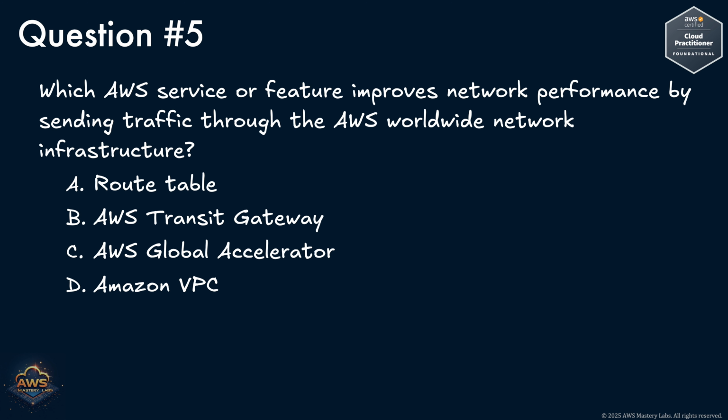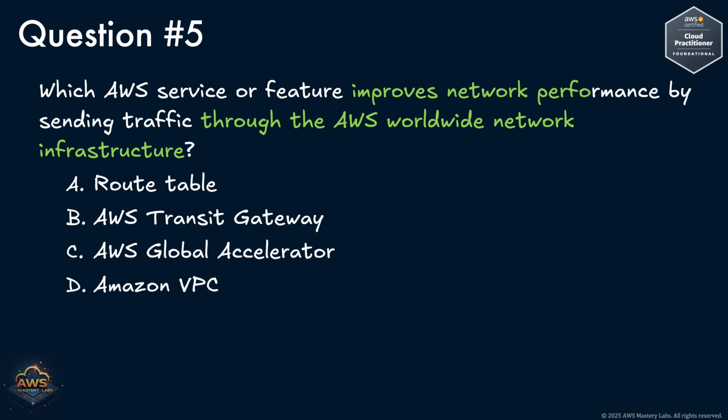Which AWS service or feature improves network performance by sending traffic through the AWS worldwide network infrastructure? Let us identify and interpret key phrases in the question that will help with answering it. Immediately, the phrase that jumps out is "improves network performance by sending traffic through the AWS worldwide network infrastructure." This is a very specific clue.